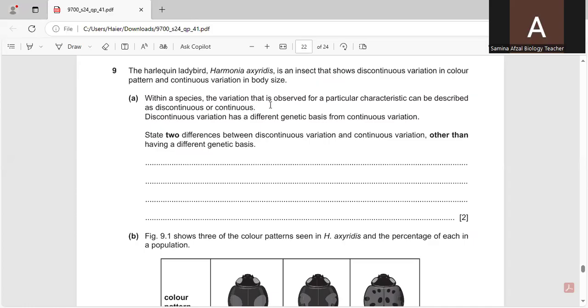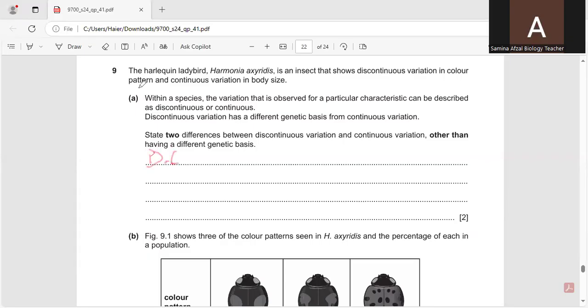Within a species, the variation that is observed for a particular characteristic can be described as discontinuous or continuous. Discontinuous variation has a different genetic basis from continuous variation. There are two differences between them other than having a different genetic basis. So, in this question, we have to compare discontinuous variations and continuous variations. The discontinuous variations show few phenotypes, so we can draw a line between them.